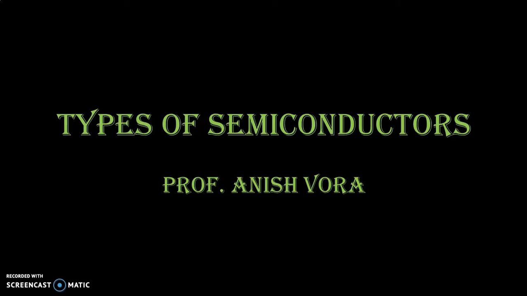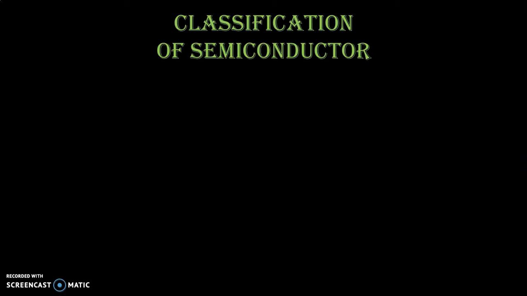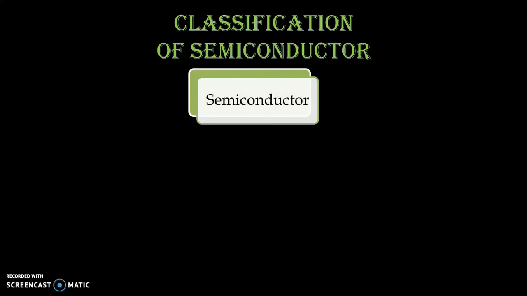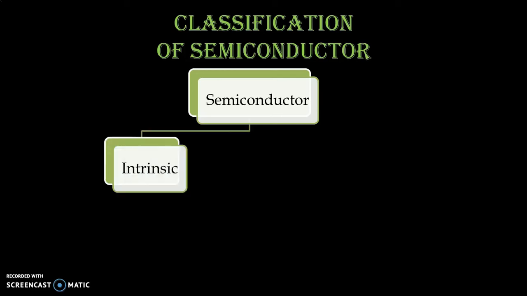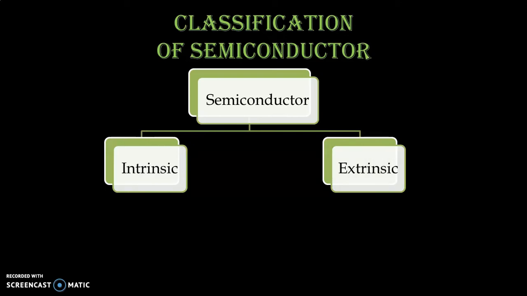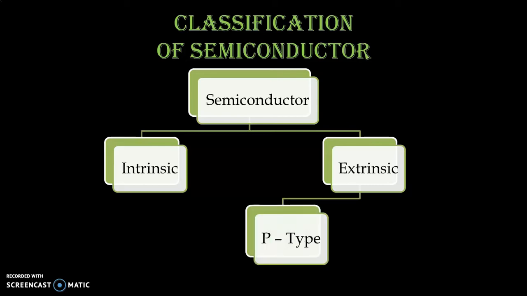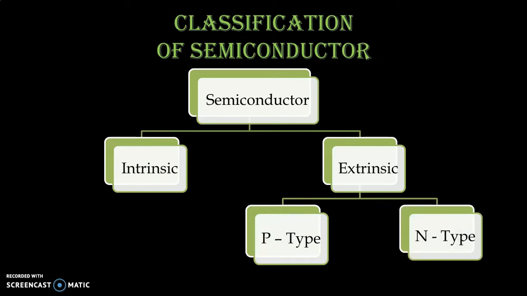In this video lecture, we will study about different types of semiconductors. Let us start with the classification of semiconductor. Semiconductor is broadly classified into two categories, that is intrinsic semiconductor and extrinsic semiconductor. Again, extrinsic type of semiconductor is divided into two categories, that is p-type semiconductor and n-type semiconductor.